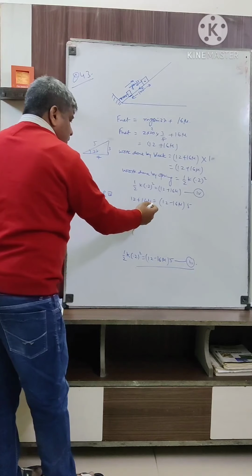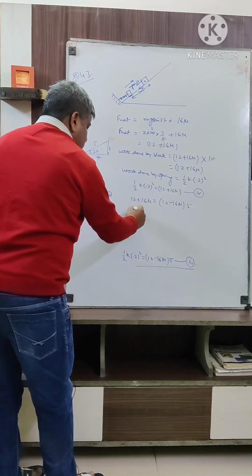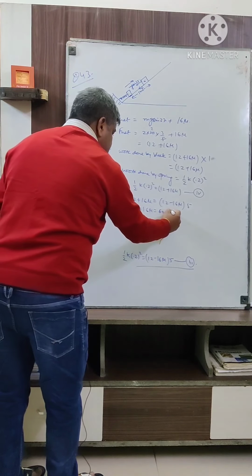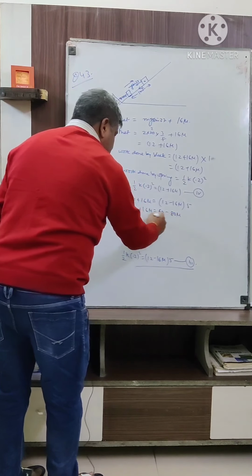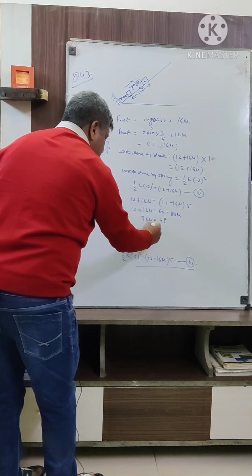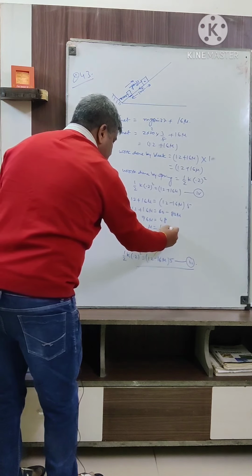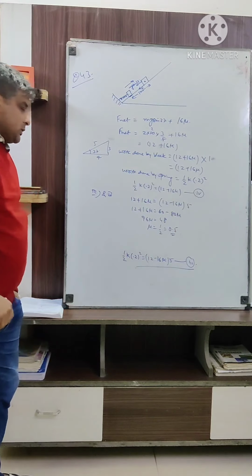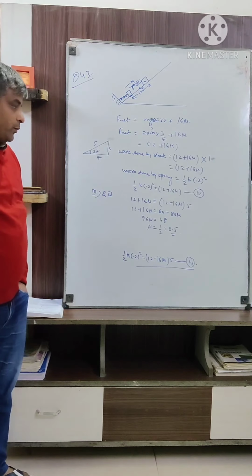Now we will solve it and find the value of mu. So 12 plus 16 mu is equal to 60 minus 80 mu. So 96 mu is equal to 48. So mu will be equal to 1 by 2, which is 0.5. So we have just arrived at the first result, that is the value of mu.